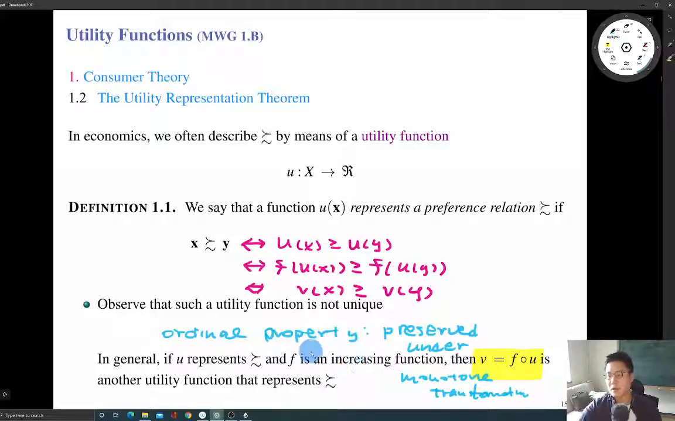Then we say that property is ordinal, okay? Otherwise, it breaks down. If it breaks down, we say it is a cardinal property, okay? So from this definition, what matters is the order, right? So it means this function u is an ordinal utility, okay? We sometimes talk about cardinal utility in the sense that the utility function attempts to quantify the level of happiness or level of satisfaction or well-being from consuming some bundle, right? But at least for representation, it has an ordinal property.